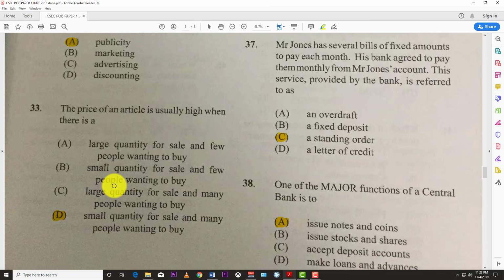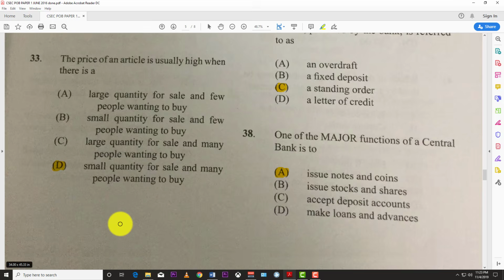33. The price of an article is usually high when there is, going by supply and demand, the best answer here is D, when there is a small quantity for sale and many people wanting to buy it. So when something is in high demand but is in low supply, the price tends to go up as people are bidding to get that product.